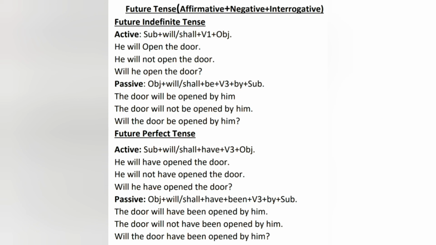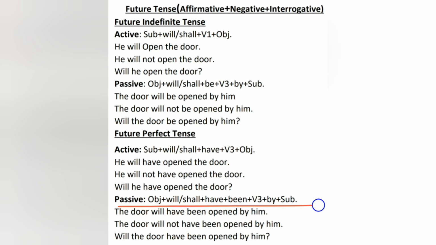The passive form for future continuous tense does not exist, so that is why we are moving towards future perfect tense, and the active methodology is subject with will, shall, have, with third form of verb and object. For example, he will have opened the door, and the negative form would be, he will not have opened the door. The interrogative form would be, will he have opened the door?